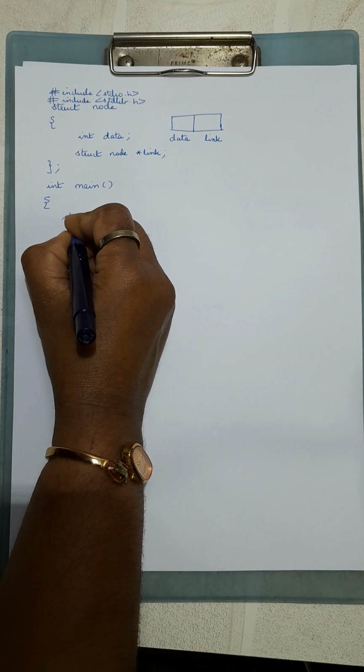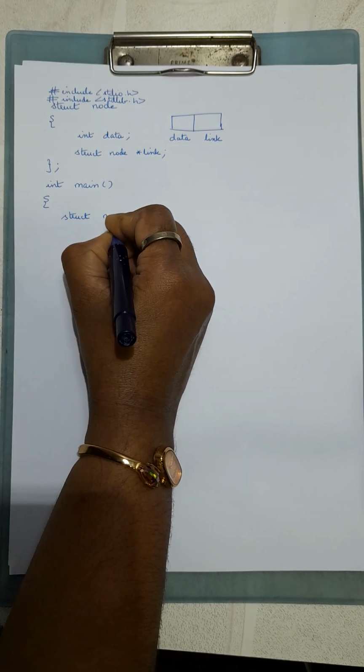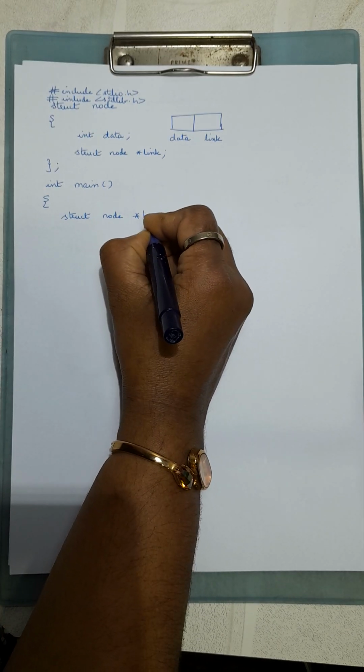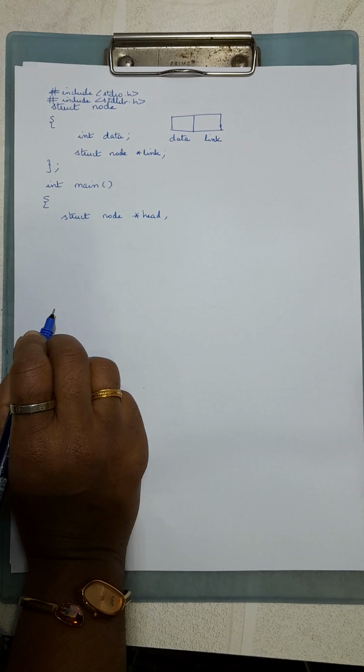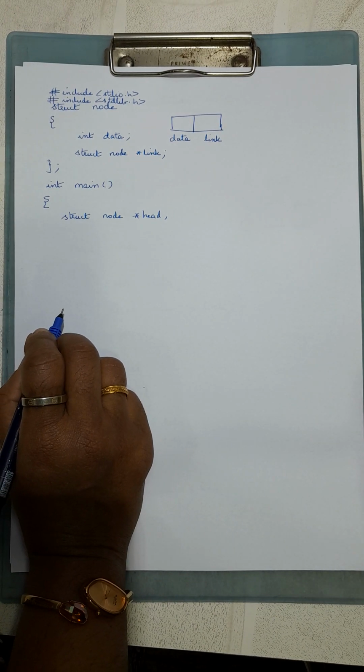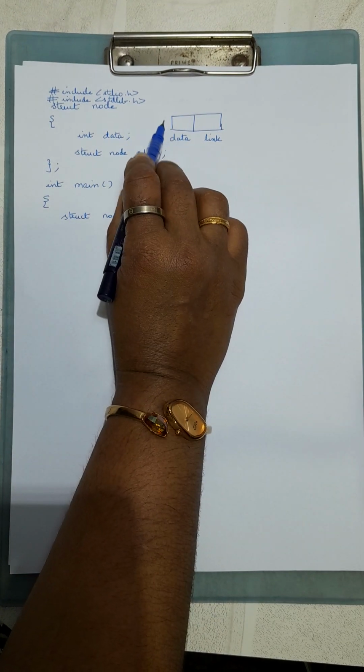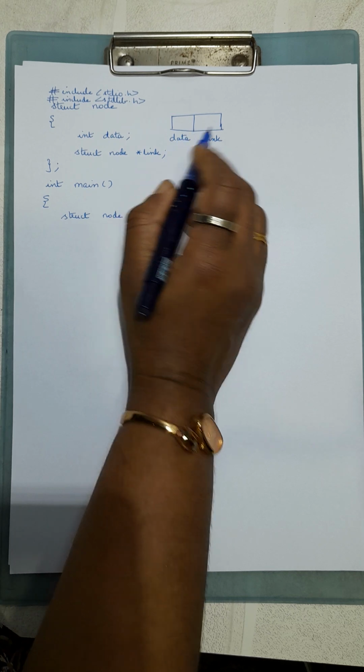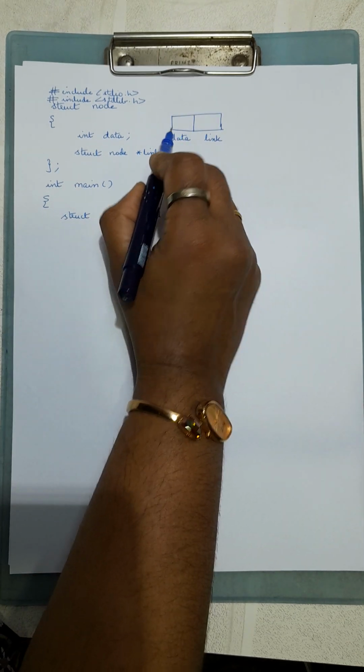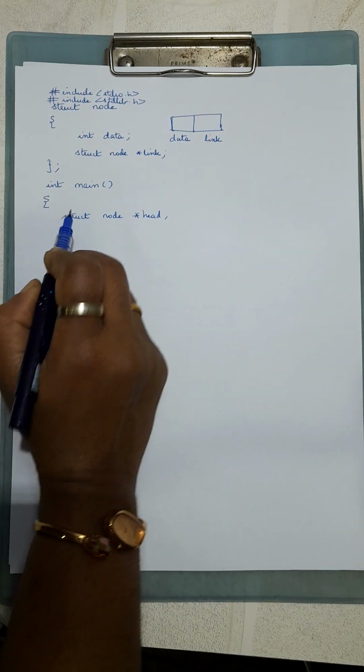So what should I do? struct node *head. Initially I'll have a head pointer, so where should this head pointer be pointing to? The first node after creating. So we need to create a node. This is only the declaration part of the structure. We need to create a node.